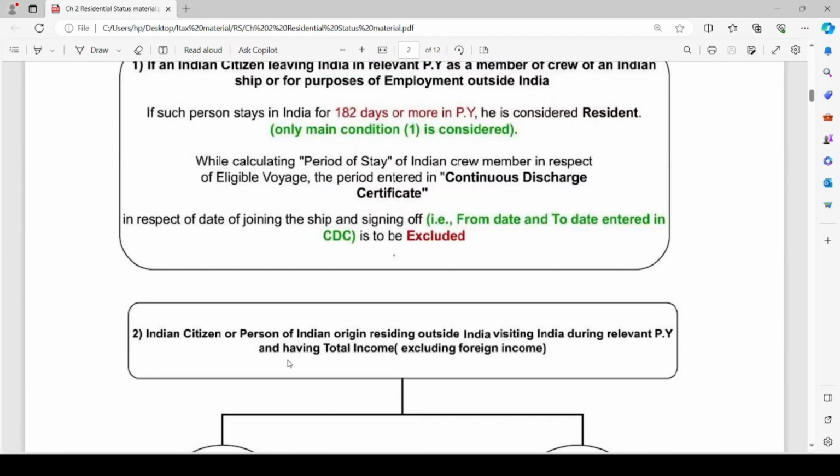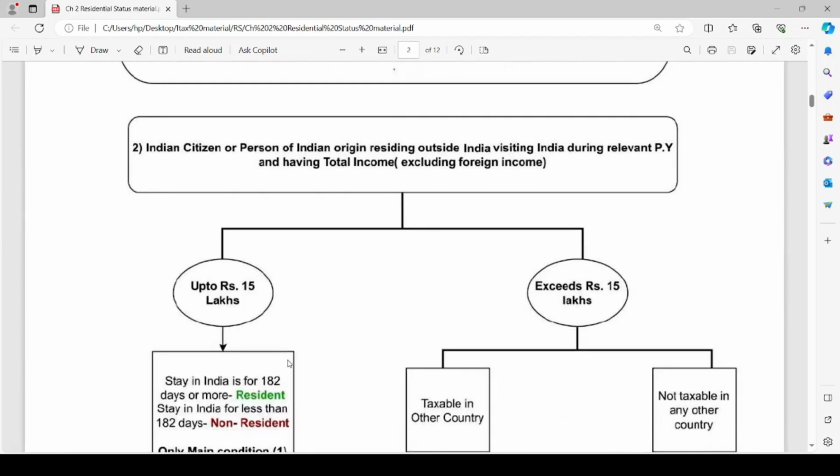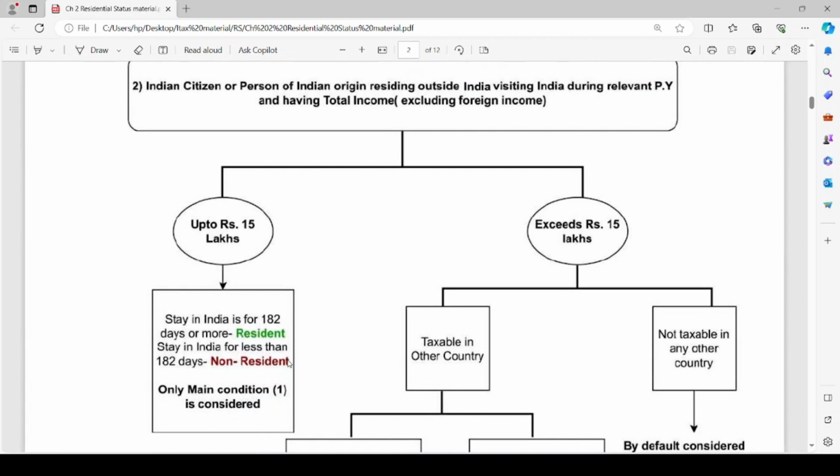Coming to the exceptional case number 2. The Indian citizen or person of Indian origin residing outside India is visiting India during the relevant previous year and having total income, excluding the foreign income, up to rupees 15 lakh in case number 1 and exceeding rupees 15 lakh in case number 2. I will repeat it again. Here the Indian citizen or a person of Indian origin, he is residing outside India and he is visiting India during the previous year.